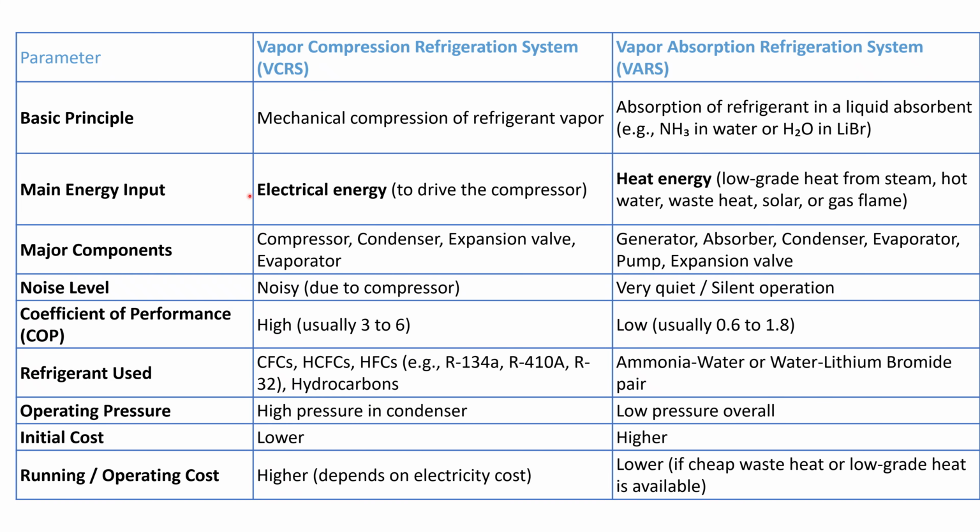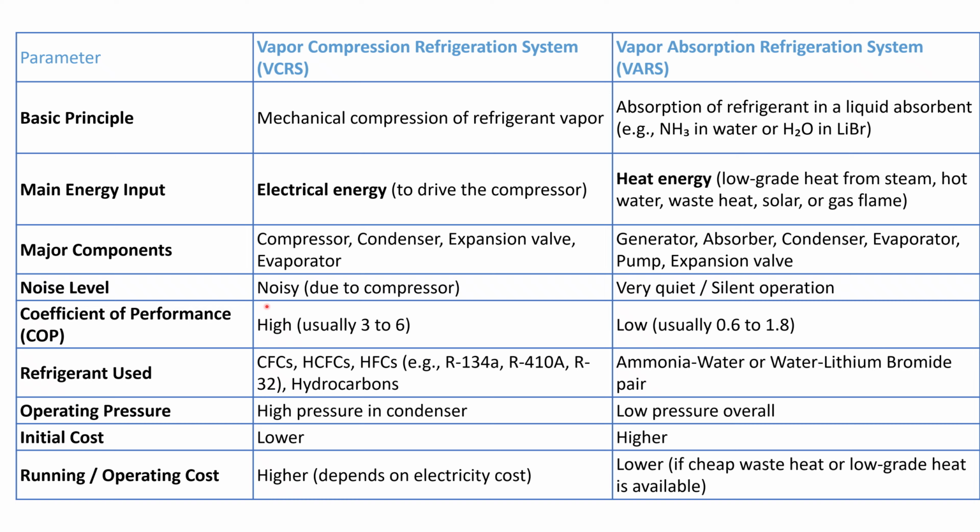So this is the most important part and overall summary of this chapter, and it is also an important question for examination: the similarities and differences between VCRS and VRS. So let's start. Basic principle: one works by compression, the other works by absorption. One uses electrical energy, and we have seen the other uses solar energy or heat energy. Then the major components are compressor, condenser, expansion valve, evaporator, but the other's major components are somehow similar. The main difference is the compressor; in place of the compressor, absorber and generator.